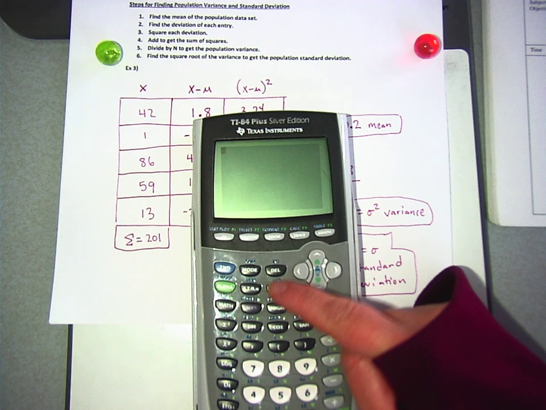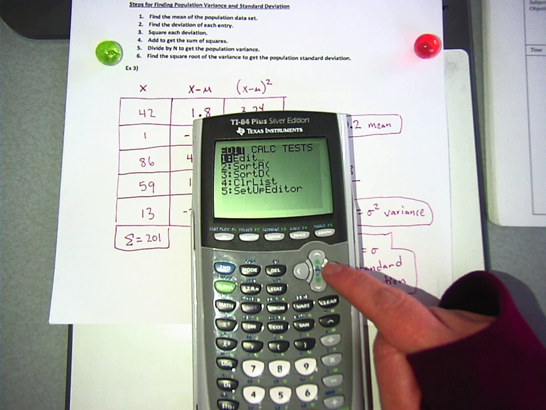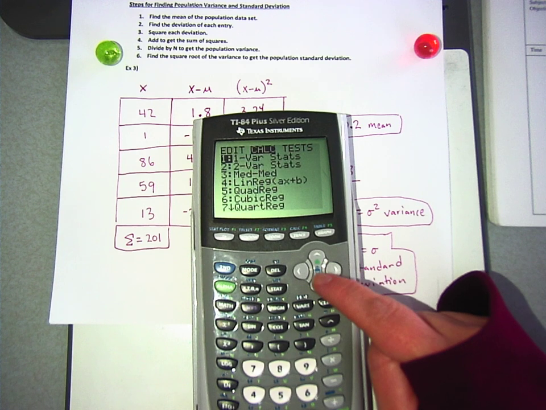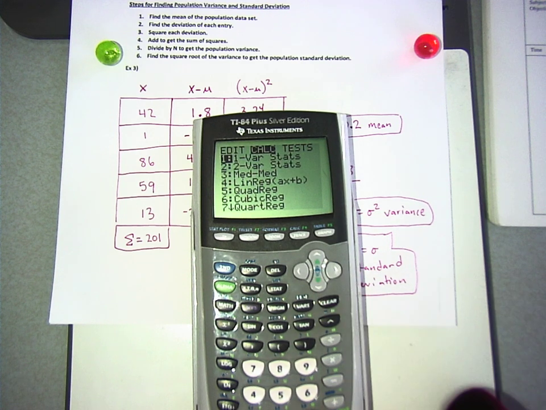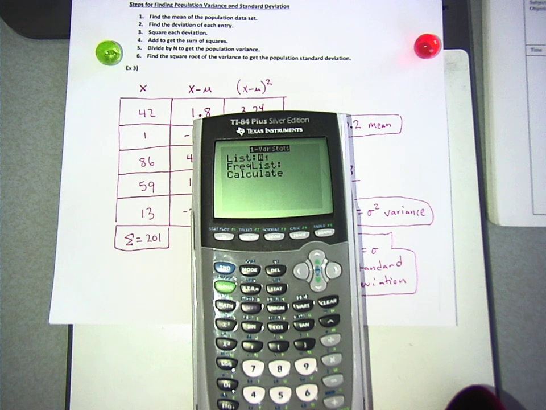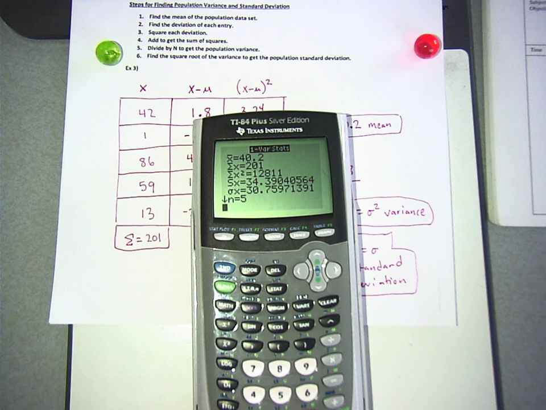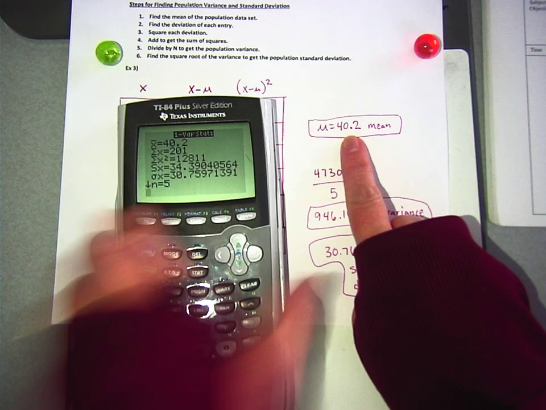And then you hit stat. You go over to calc. You pick one variable, stats. It says that it's pulling from list 1. That's what we want. You can ignore the second one and then hit enter on calculate. And it gives you a bunch of stuff. X bar, it's just assuming this is a sample. So X bar is 40.2. Look, there's our mean right there.